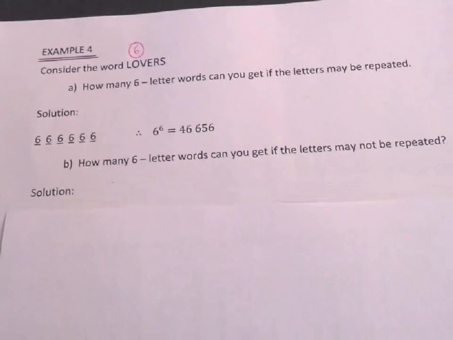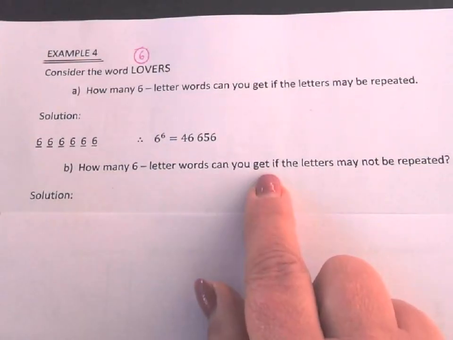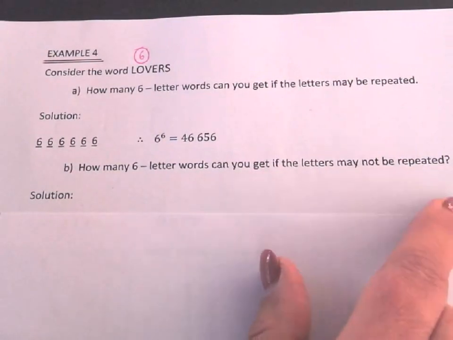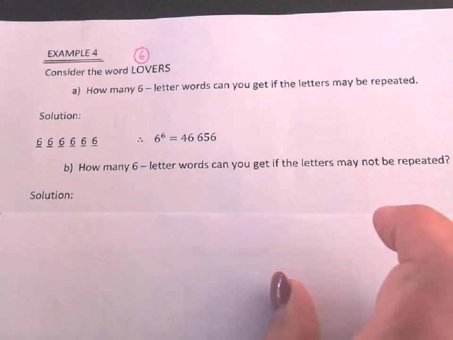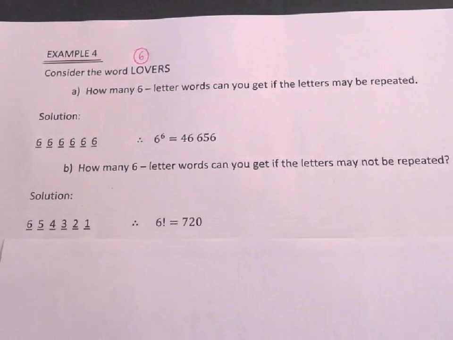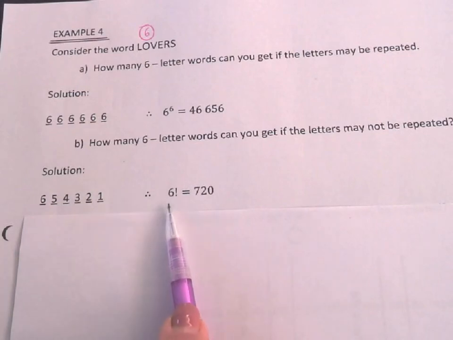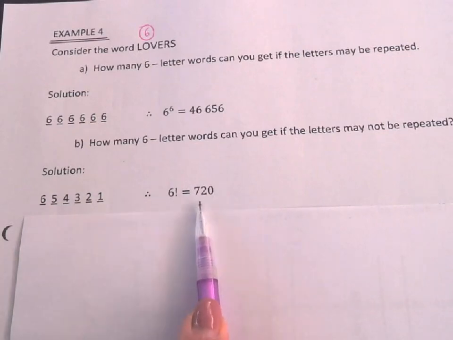Now, I ask you, how many 6-letter words, therefore we have 6 little stripes, can you get if the letters may not be repeated? So if you put down a letter, you can't use it again. Then it will be 6 times 5 times 4 times and so on times 1, or 6 factorial. So we have 720 different words.